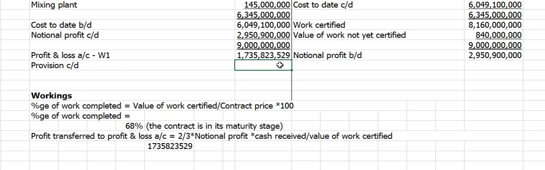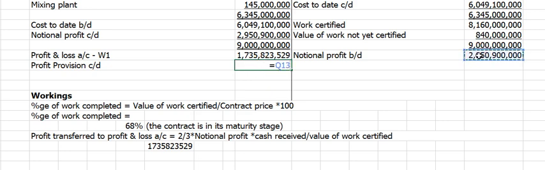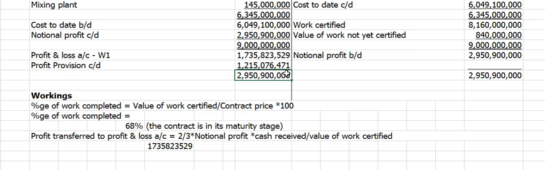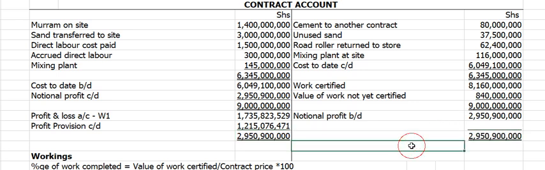Of course, now the profit provision. Profit provision carried down, that is the difference out of the notional profit minus what we have transferred to the P&L. So this is the profit provision. This will be taken to reserves, and it will be recognized or realized when the contract is complete. So this is our contract account for this particular question. Yeah, so that is your contract account.